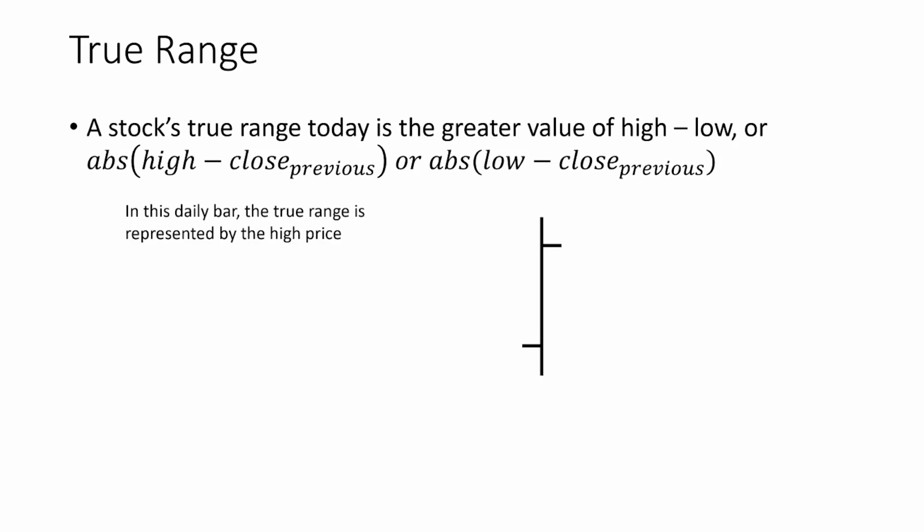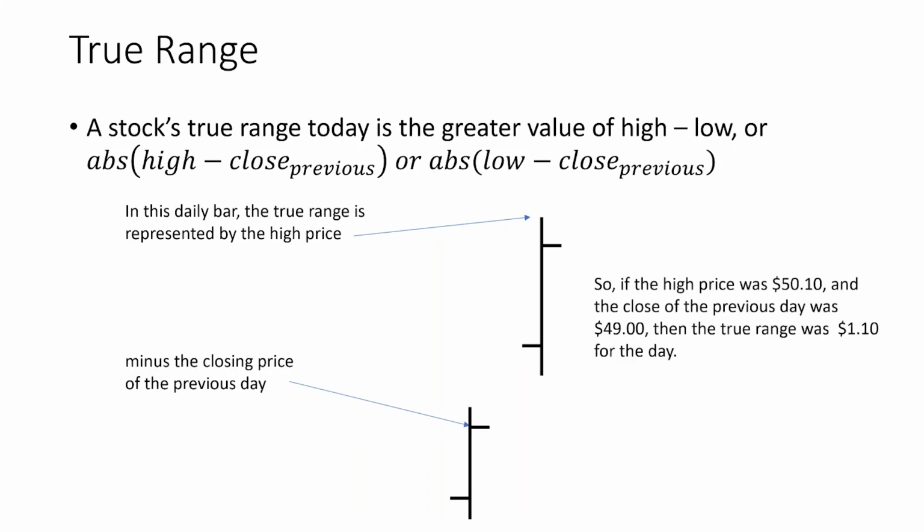But so in this bar, right, here's your range. And then if you add the prior session's bar and you go to the close of the prior day, that's your true range. So if today the high price was 50.10 and yesterday the close was 49, then true range for that day is $1.10.